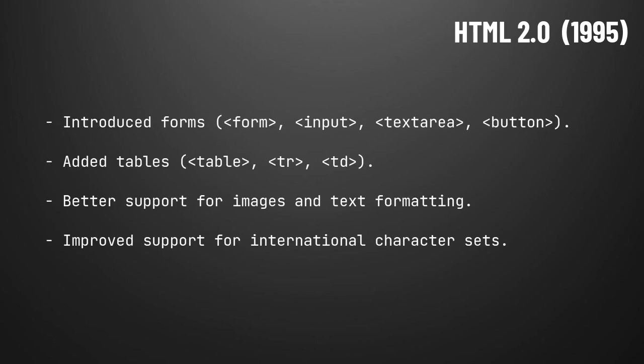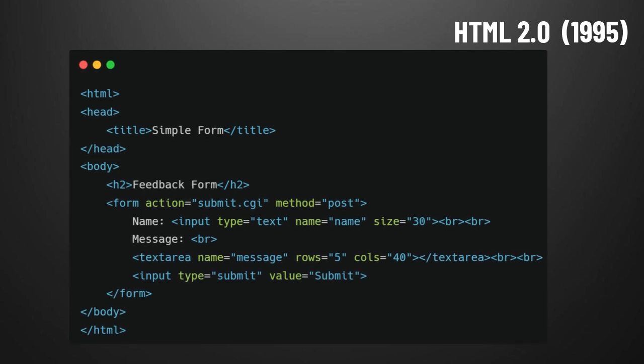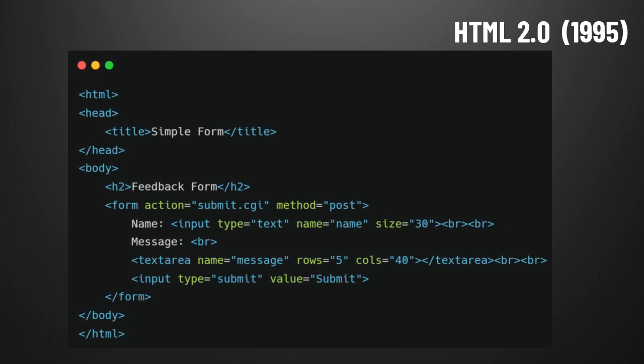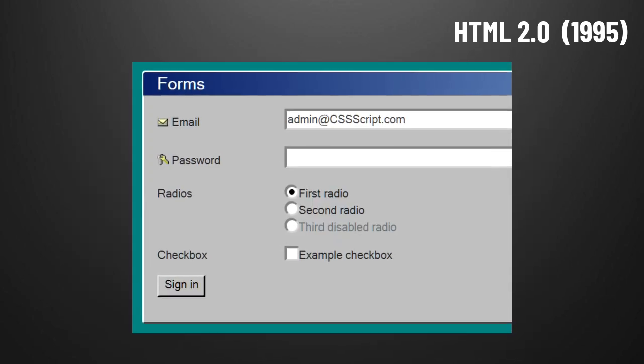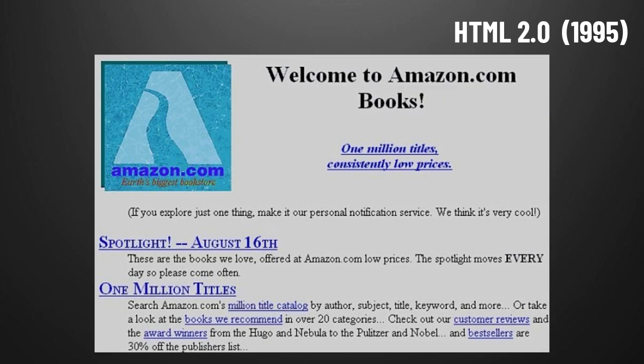Two years later, HTML got an upgrade, HTML 2.0. This version introduced forms, allowing websites to collect more user input. Now you could enter data into a website. This was the foundation of things like login pages, online services, and even e-commerce. It also introduced support for images, making websites more visually appealing.